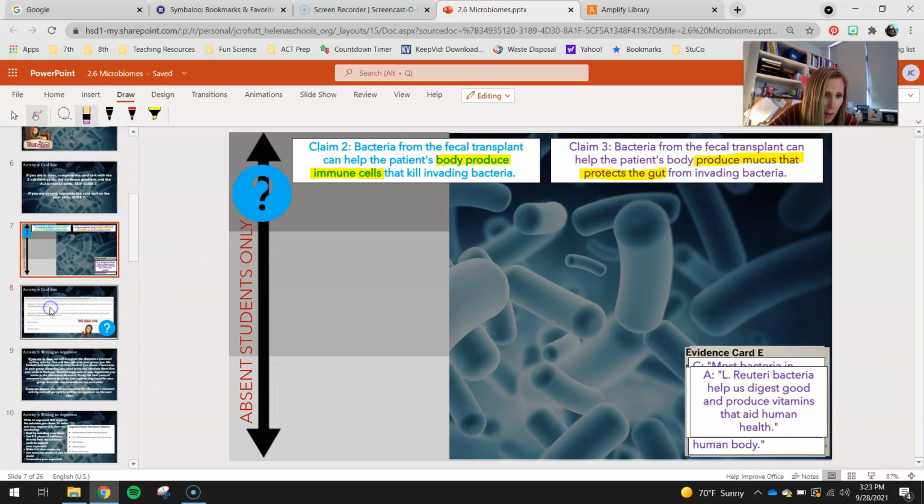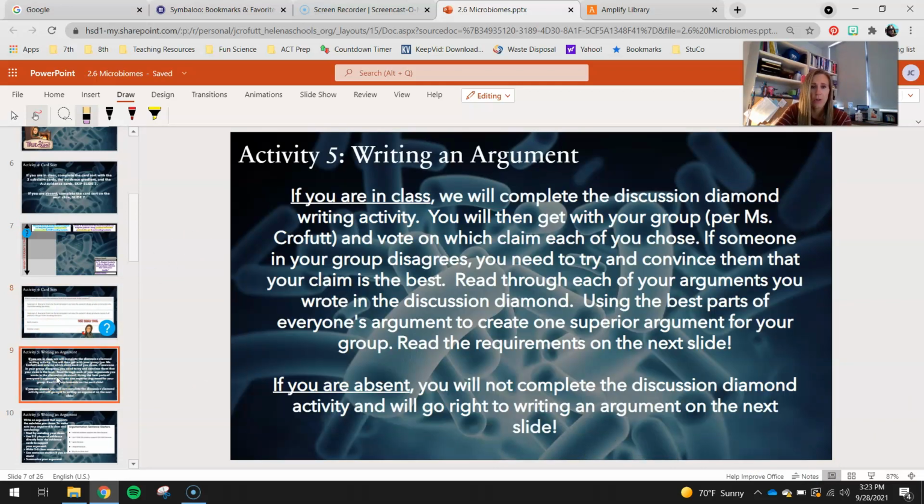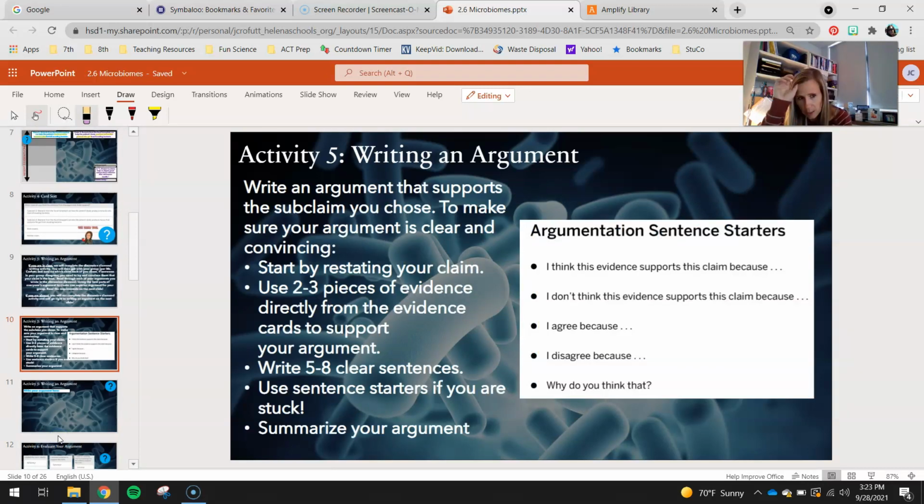Okay? All right. Once you're done with that card sort, we're going to look at what we need to do to write an argument. Since you're doing this from home, you don't necessarily have the benefit of group work. If you are absent, you will not complete the discussion diamond, so you don't have to worry about what that is until our next time we use it, and hopefully you'll be in class. We'll go right to writing an argument on the next slide, so we're going to skip reading about how to do our discussion diamond.